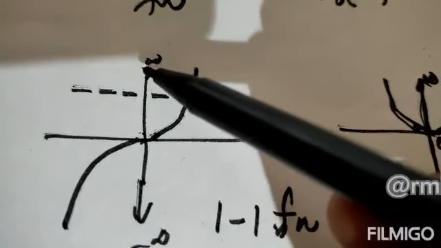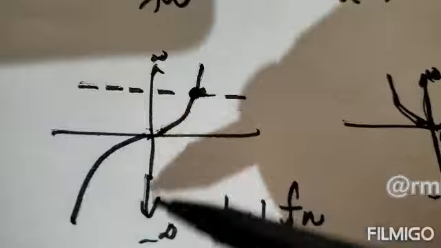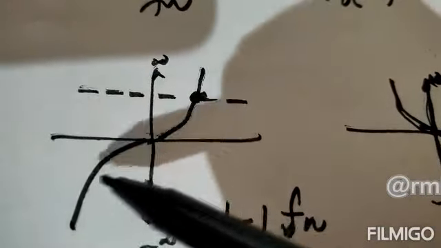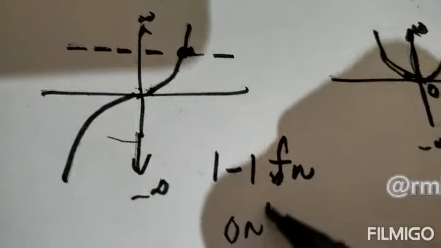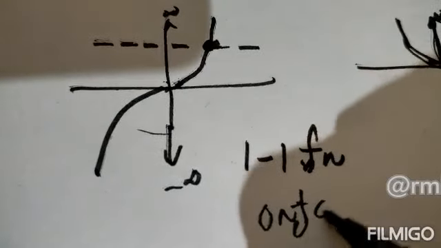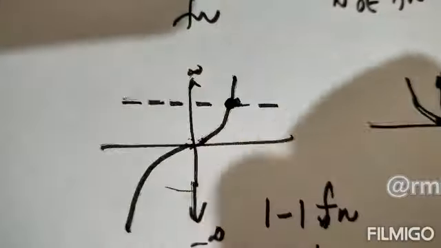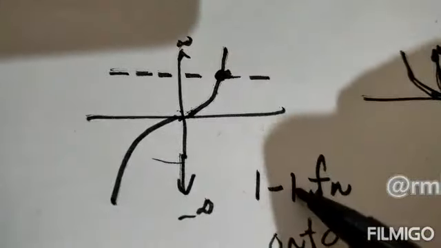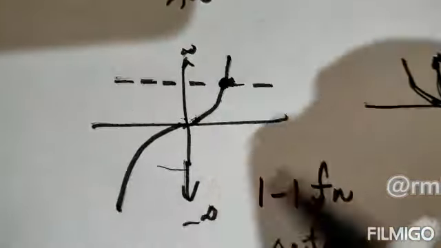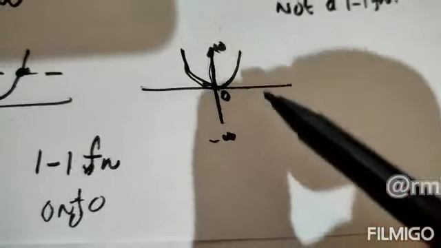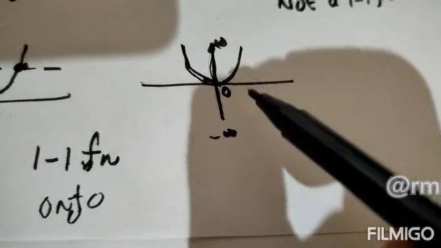That means all the y-axis members are related to this graph x cube, so it is an onto function. Therefore, it is a bijection. This one is one-one and onto. Graphically, it is a bijection. This one is not one-one and not onto.